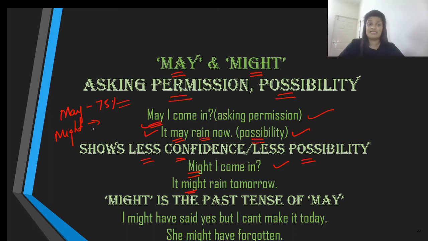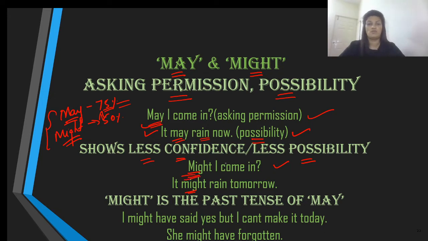And when I say it might rain, I am only 50% sure that it might rain. So you can see the difference. May has the greater amount of confidence, whereas might has lesser amount. That's the difference between may and might.